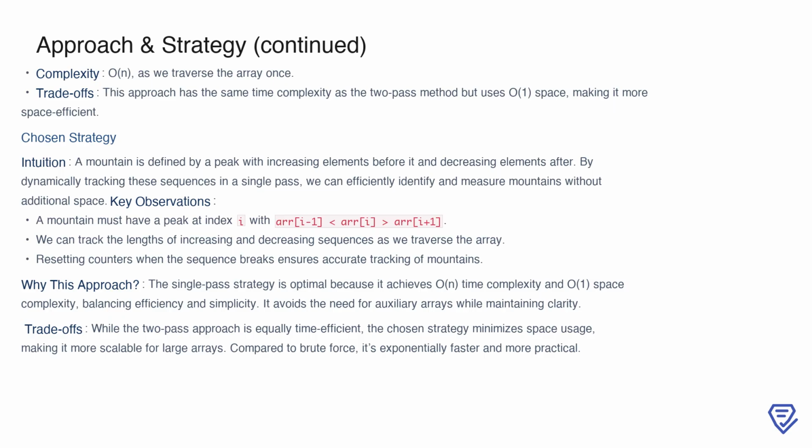space. The key to this strategy is the intuition that a mountain is defined by a peak where the element at index i satisfies the condition: the value before it is smaller, and the value after it is smaller as well. By dynamically maintaining counters for the lengths of increasing and decreasing sequences, we can measure mountain lengths and update the maximum whenever a mountain ends. If the sequence breaks at any point, we simply reset the counters to ensure accurate tracking of new potential mountains. The minimal space requirement makes this approach particularly advantageous for large datasets.